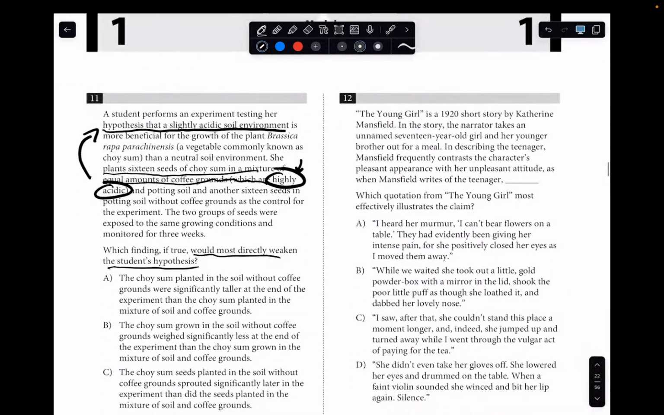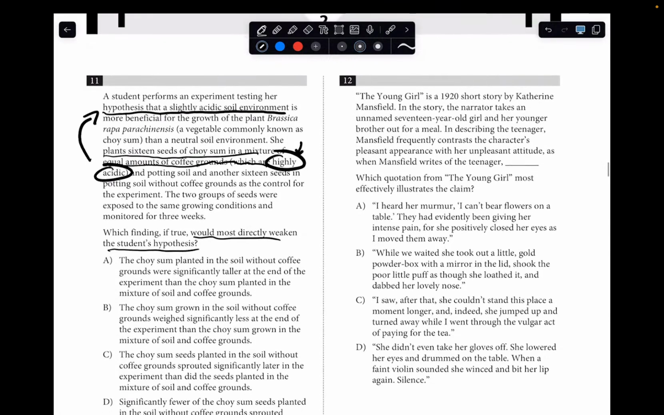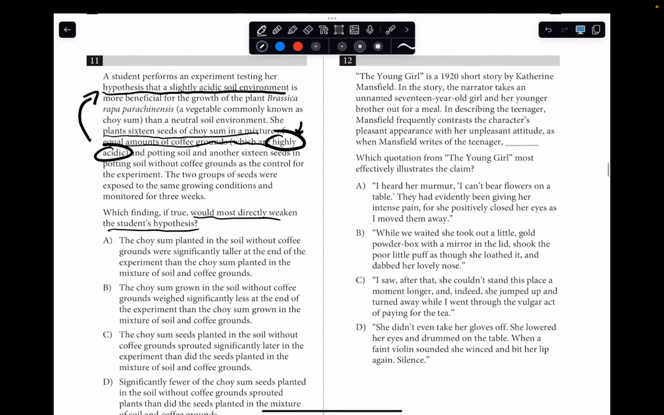So again, going back to her hypothesis is saying that a slightly acidic environment is beneficial for the growth of this plant. And yet, the experiment consisted of a highly acidic environment and a neutral environment. Right? Or it doesn't even really say that. It kind of says the absence of coffee grounds. So we don't really know anything about this other environment. I really had a difficult time with this one.